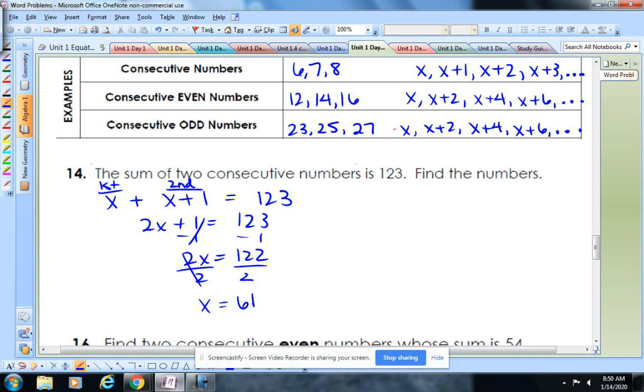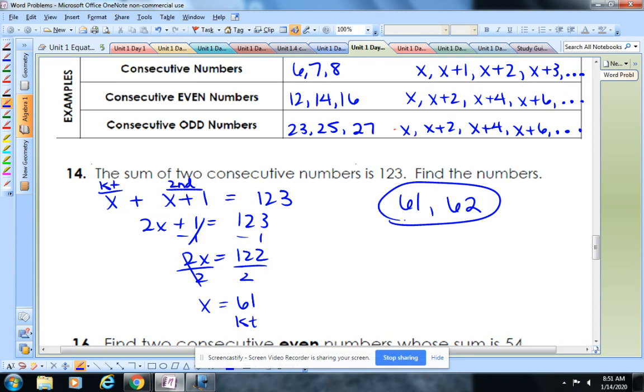All right, so that's your first number, right? How do I get the second number? I add 1. So first number is 61, the second number is 62. And you can just write them with a comma between if you want to. And you can check it. Is 61 plus 62 equal to 123?